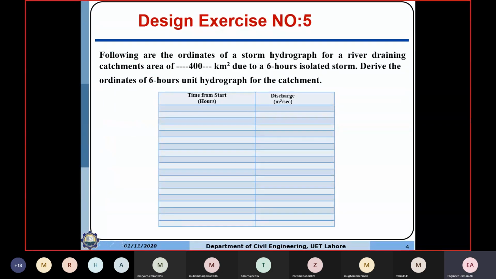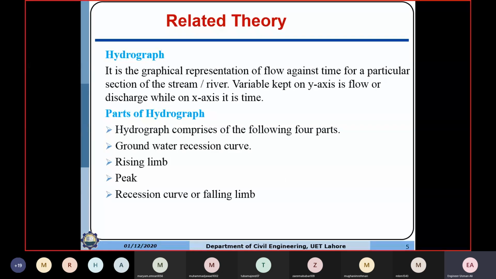Now what you have to do is derive the unit hydrograph, the 6 hour unit hydrograph for the catchment, from the storm hydrograph given to you. So that procedure I will discuss later on. First of all, you should know what is a hydrograph.